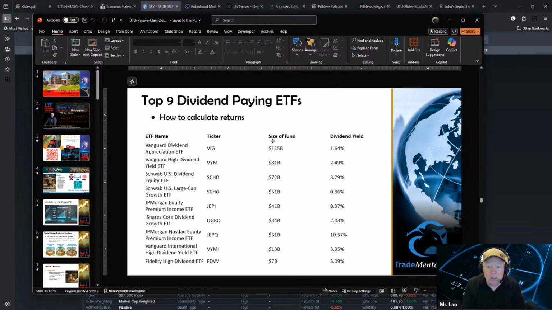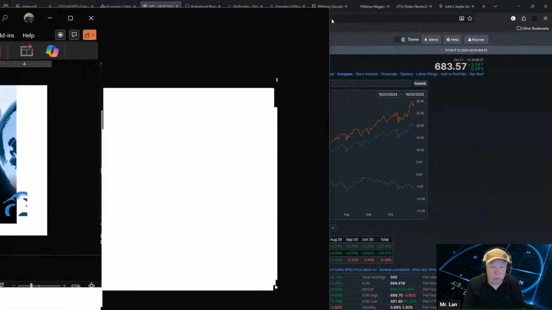And you can see the size of the fund. SCHD has $72 billion in it. That's a lot of money. SCHG has 51 billion. So a lot of people like those dividends that are coming out of SCHD. And SCHG at 51 billion is a lot of money. All right. And it's doing better than the S&P 500. So that's pretty good.